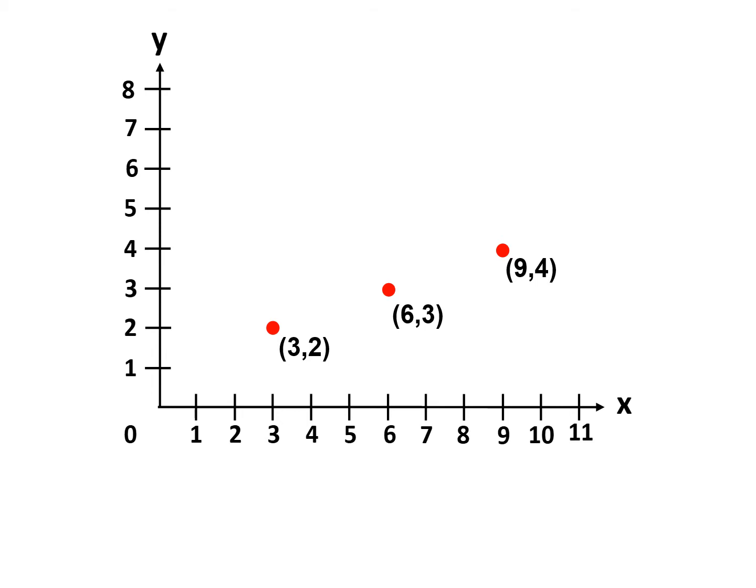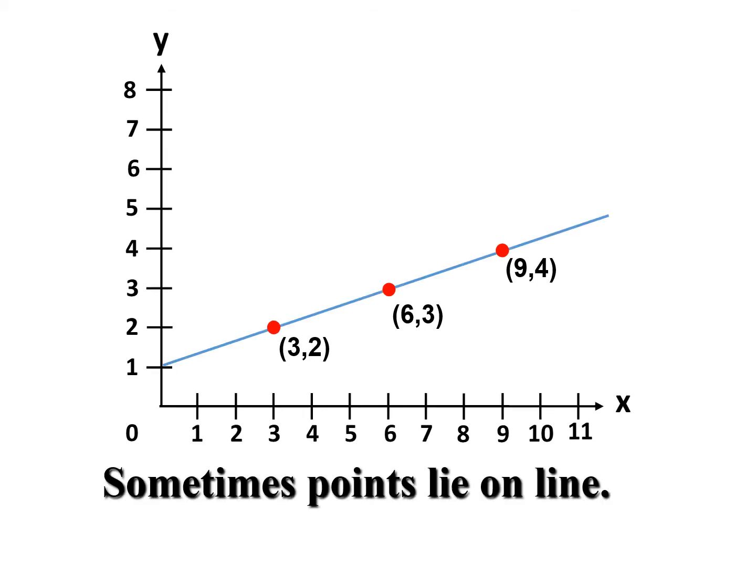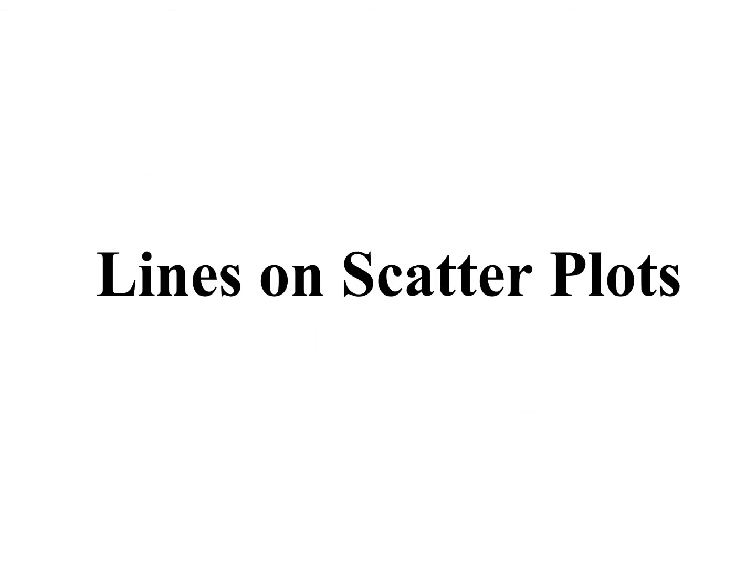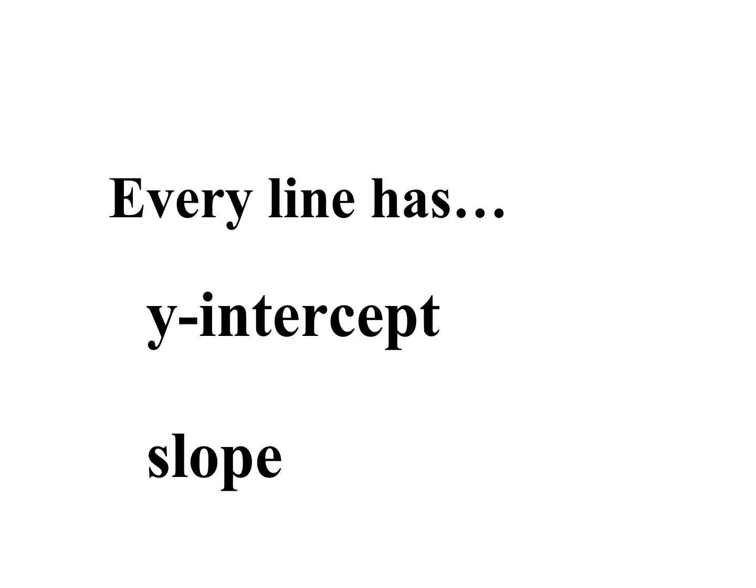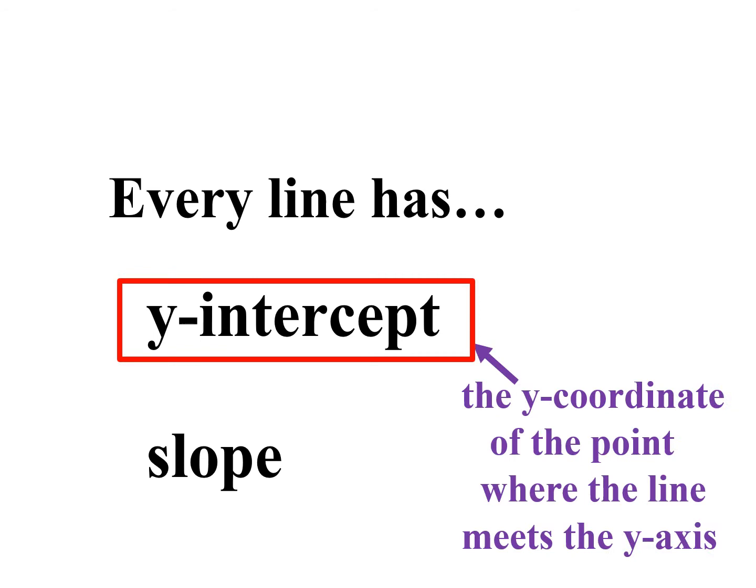Sometimes the points on the scatter plot lie on a line. So far, we've been talking about points on scatter plots. But during the rest of today's lecture, we'll be talking mainly about lines on scatter plots. Every line we'll be talking about in this class has a y-intercept and a slope. The y-intercept of a line is the y-coordinate of the point where the line meets the y-axis.